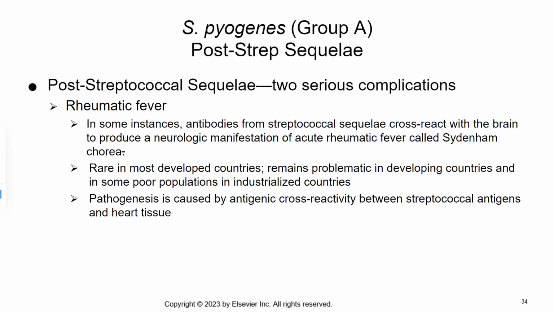In some instances, antibodies from streptococcal sequelae cross-react with the brain to produce a neurologic manifestation of acute rheumatic fever called Sydenham chorea. Rare in most developed countries, it remains problematic in developing countries and some poor populations in industrialized countries. Pathogenesis is caused by antigenic cross-reactivity between streptococcal antigens and heart tissue.